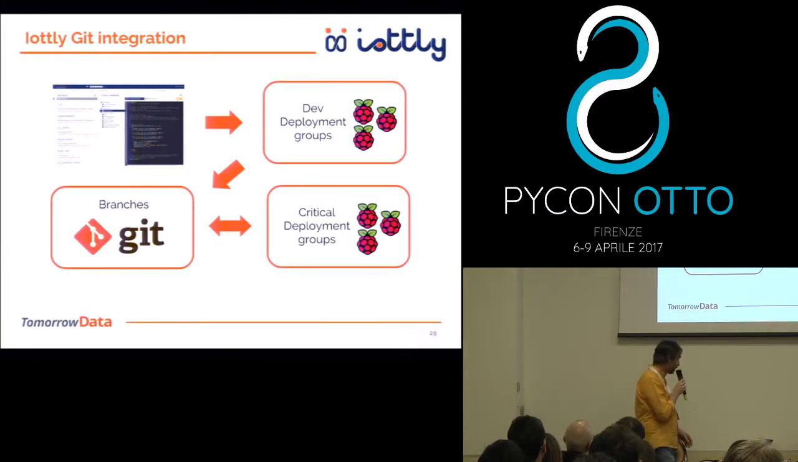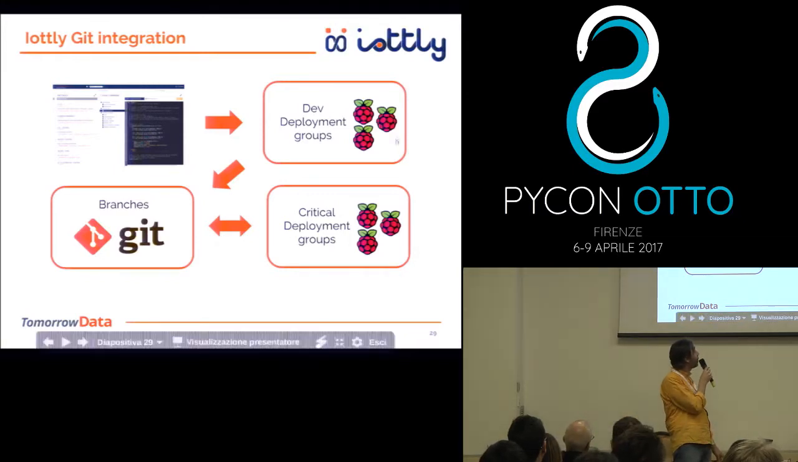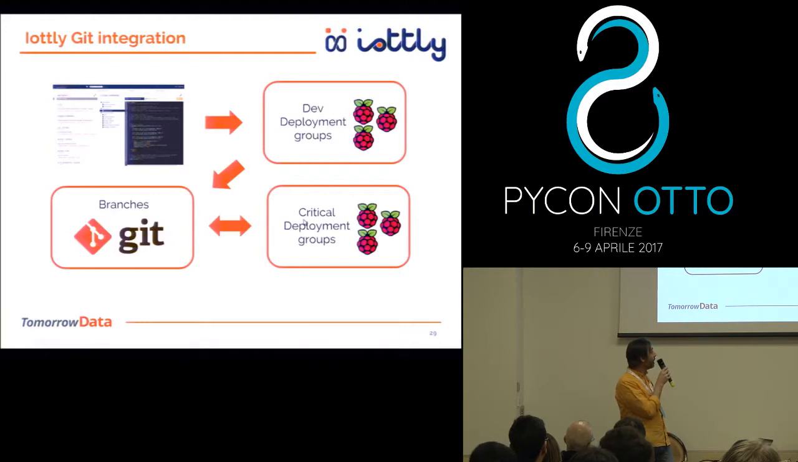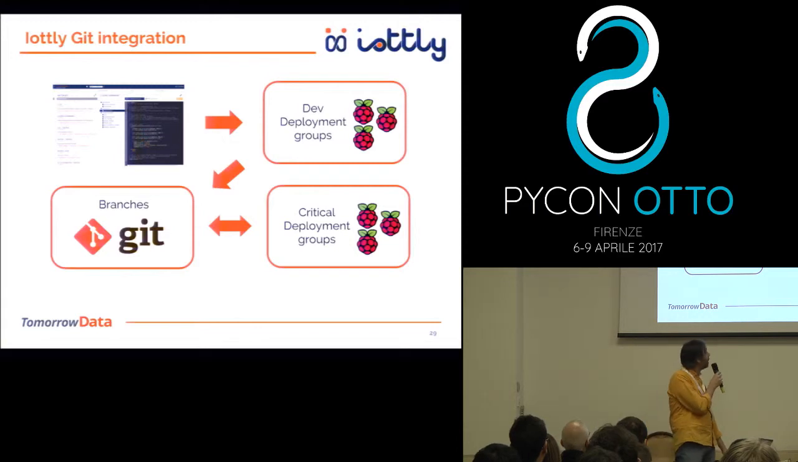But when at a certain time you are happy with your code, you commit it to a certain branch, and then this can be shipped via Git push to, maybe, critical can be staging, so attached to real machines, but not definitely critical, or real production.